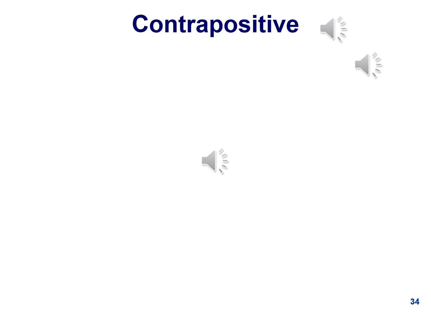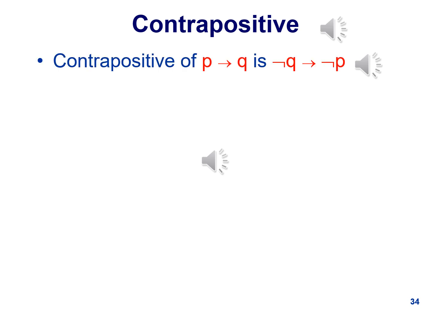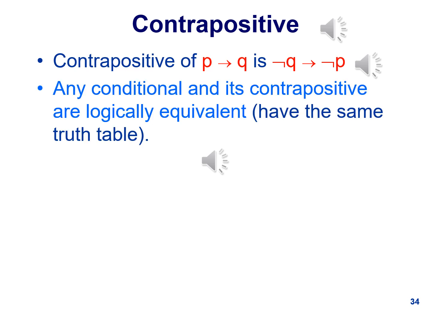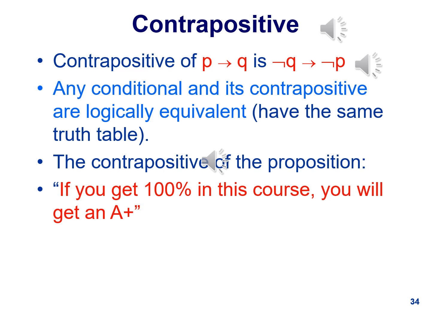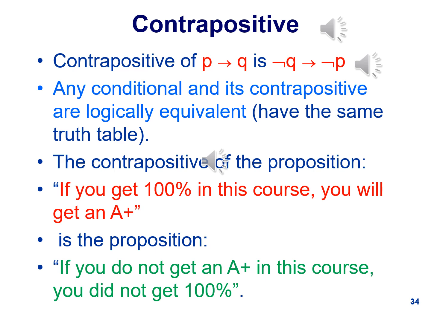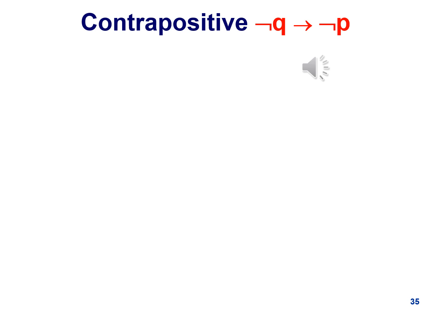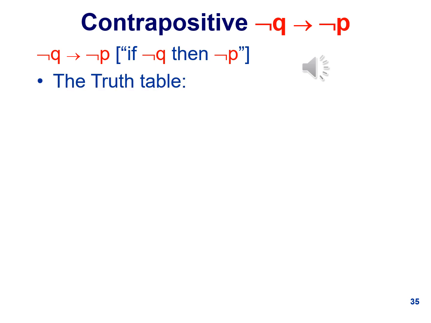Contrapositive. The contrapositive of the proposition, if P, then Q, is the proposition, if not Q, then not P. Any conditional and its contrapositive are logically equivalent; they have the same truth table. The contrapositive of the proposition, if you get 100% in this course, you will get an A+, is the proposition, if you do not get an A+ in this course, you did not get 100%. A comparison between the proposition if P, then Q, and its contrapositive is given in the following truth table.